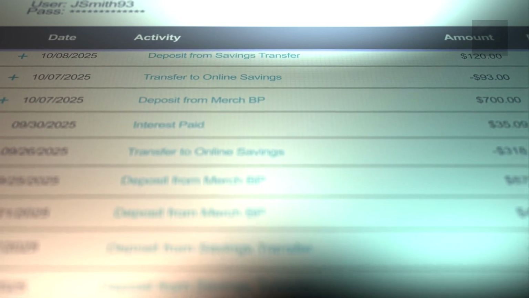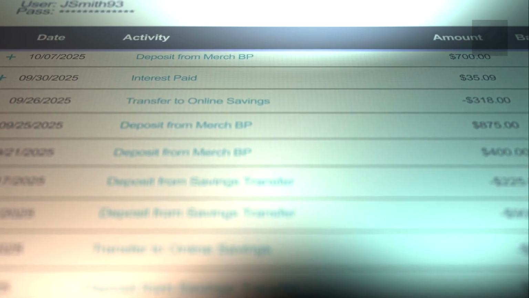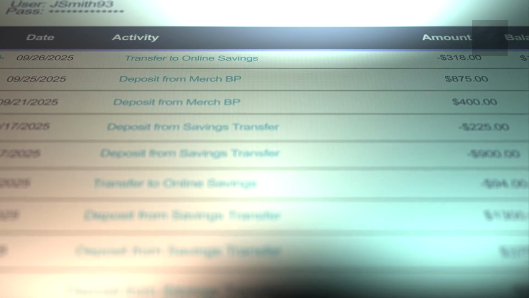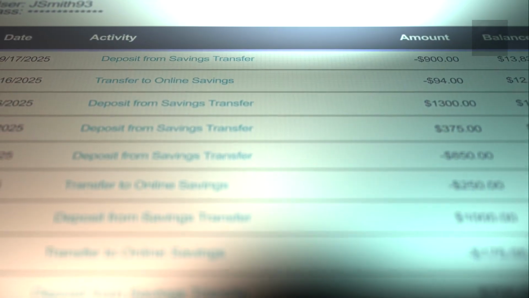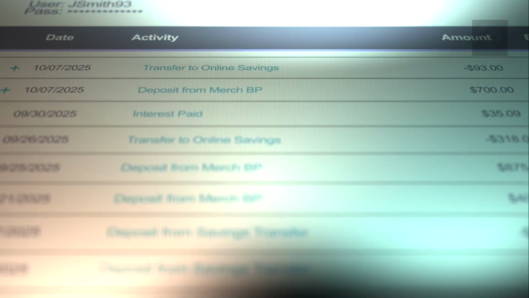Open the transaction history of a savings account. Deposits appear. Withdrawals appear. Occasionally, a line labeled interest credit is added. The pattern is predictable. The line graph, if shown, moves in small upward steps.